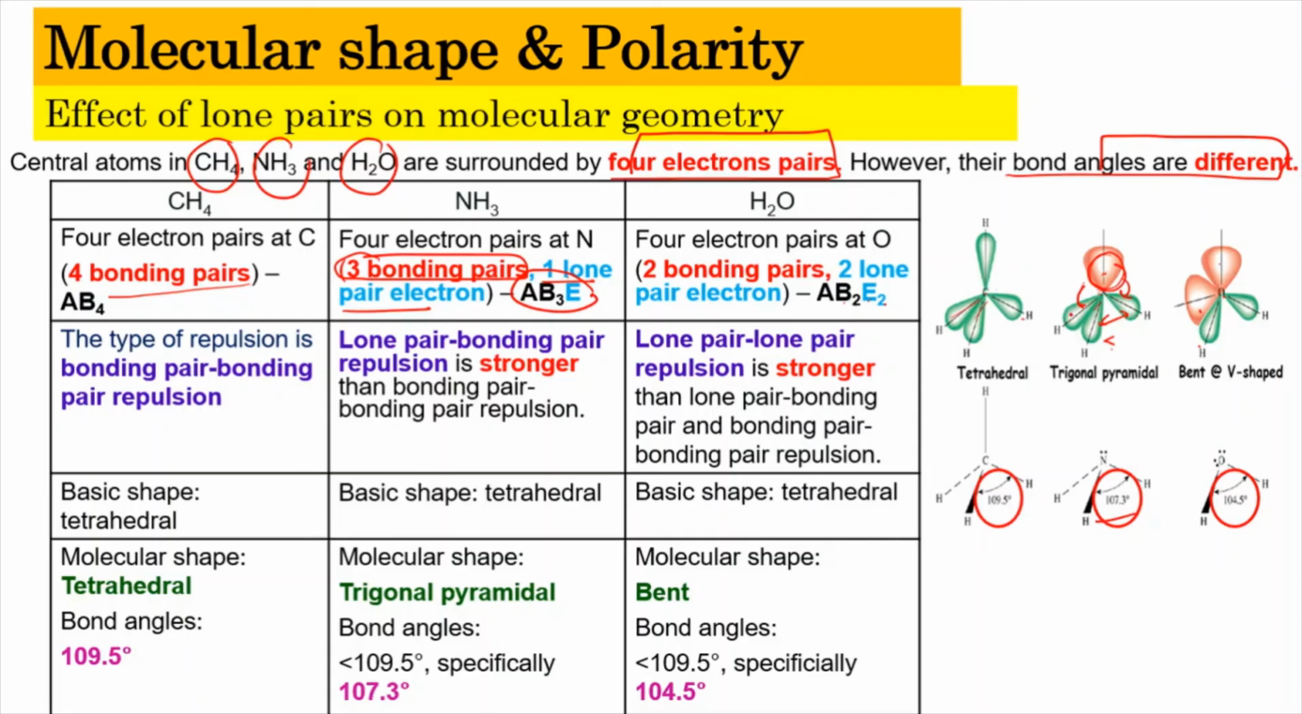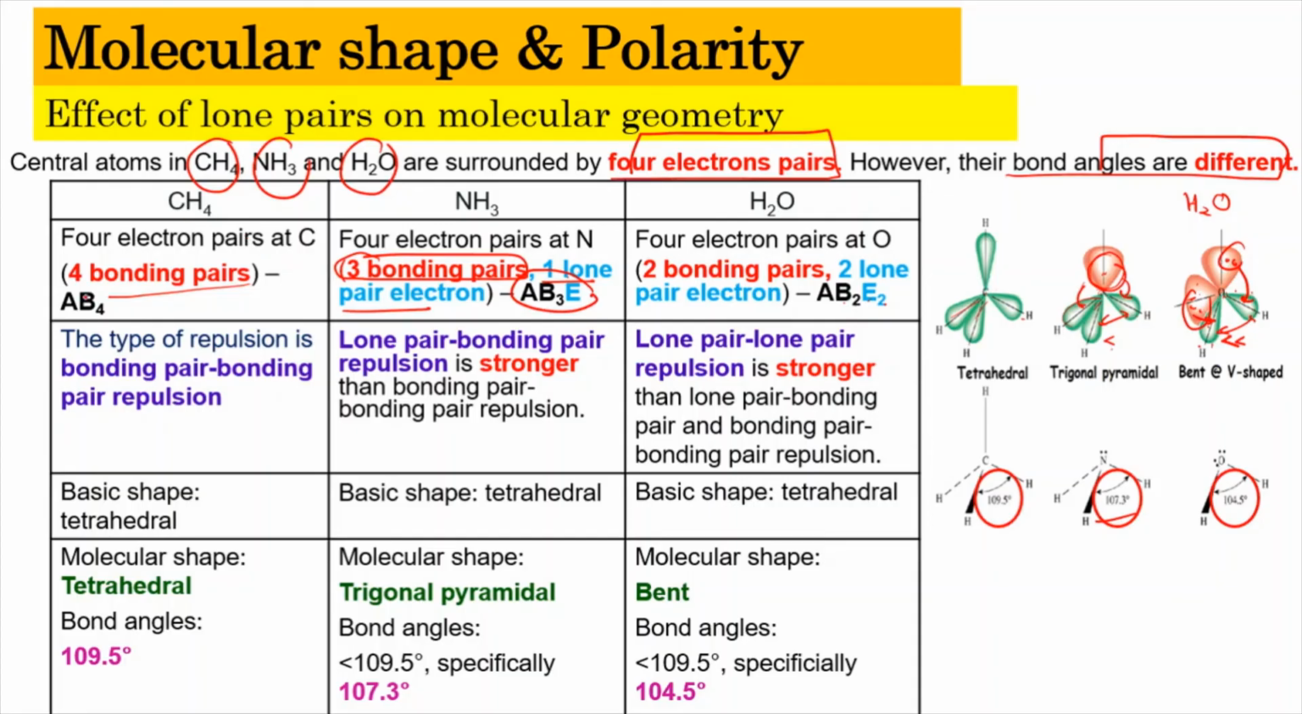And now you're going to further change one of the bonding pairs into a lone pair, which is adopted by the water molecule, H2O here. Because of the presence of 2 lone pairs, the repulsion is much stronger, and thus they're going to repel the bonding pairs from both sides, and hence make the angle even smaller, which is 104.5.